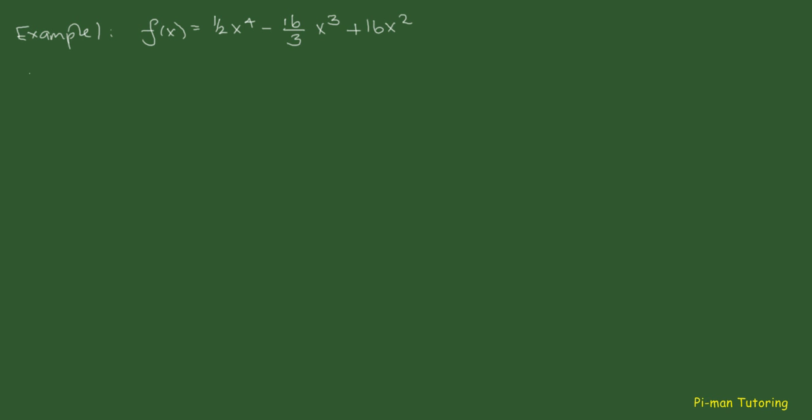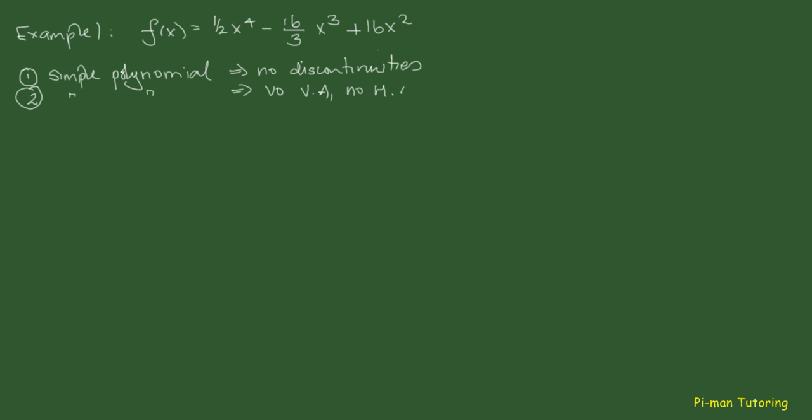So going through our simple flowchart, first of all looking for discontinuities. This is a simple polynomial, and therefore there are no discontinuities. There are also, because it's a simple polynomial, no vertical asymptotes, no horizontal asymptotes. So that's nice.